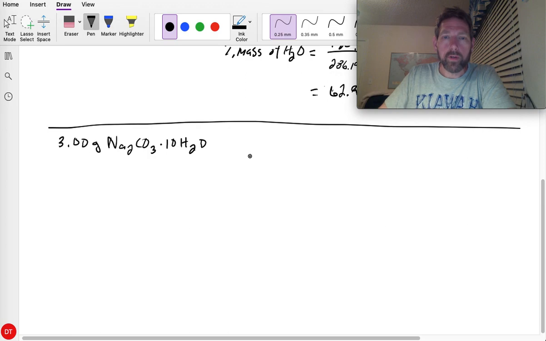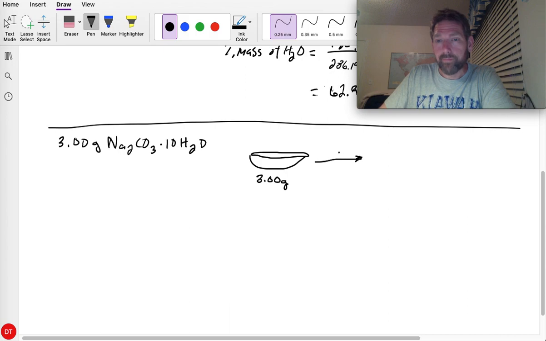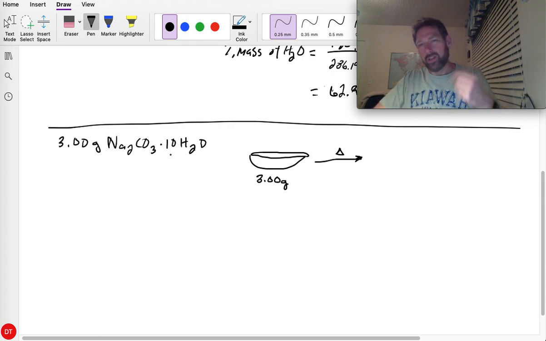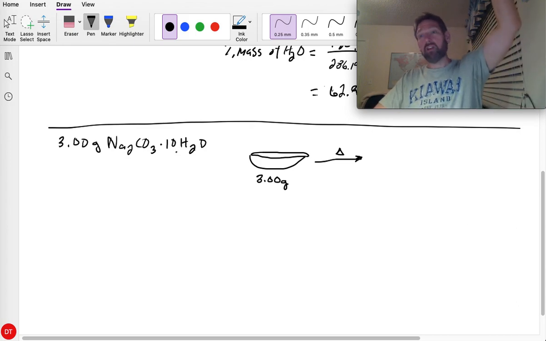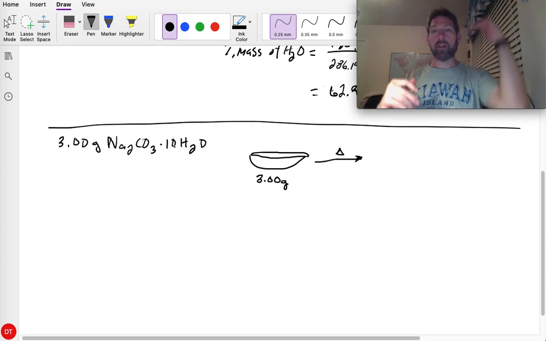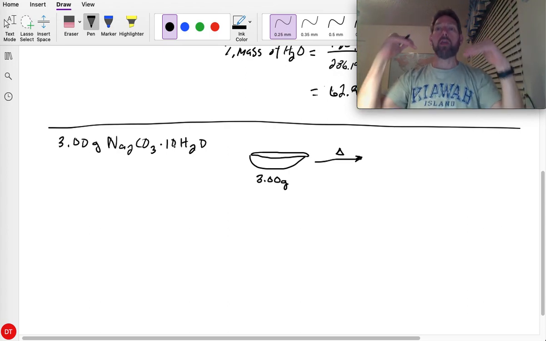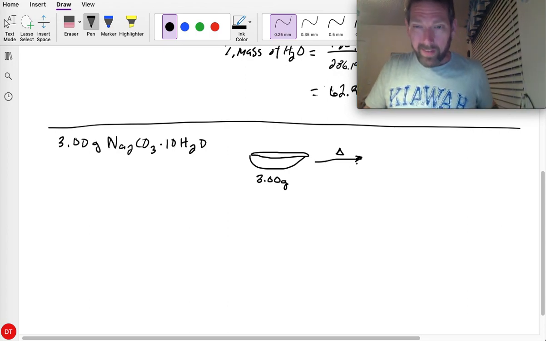So let's think about this. You've got a sample, and inside this sample is 3 grams of substance. You're going to heat it up. You're going to add in some heat. Well, let's think about it. When you heat something up enough, water goes into a vapor phase and it goes away. And in chemistry, we say that water evolved off. It came from here and it evolved off, right? That's how we say that.